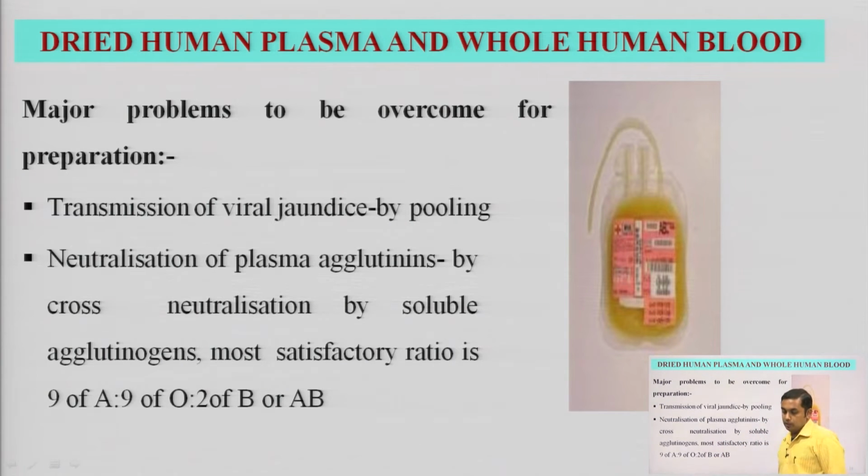So, if I tell you the major problems to overcome for the preparation, they are the transmission of viral jaundice by pooling, and neutralization of the plasma agglutinin by soluble agglutinogens. The most satisfactory ratio is 9 of A, 9 of O, and 2 of B or AB. So, this is the ratio in which you can give it.